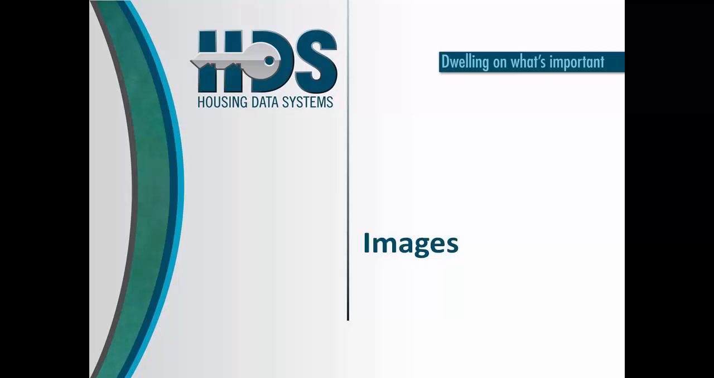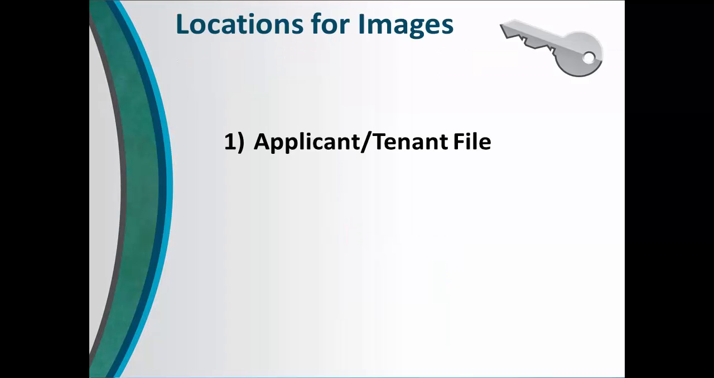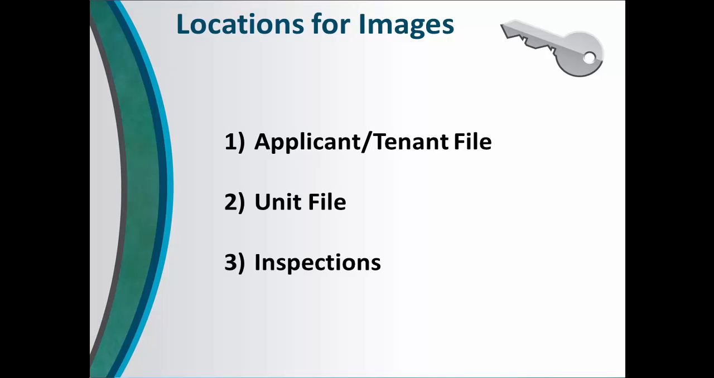There are 3 buttons labeled as images in HDS Win. You can think of each one as a separate file drawer. The 3 locations are Applicant Tenant File, Unit File, and Inspections. Each one works in the same manner.